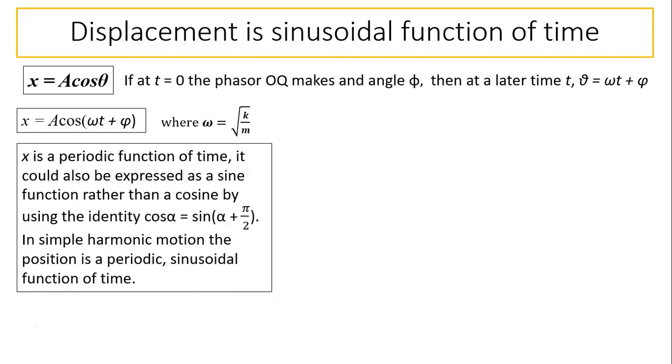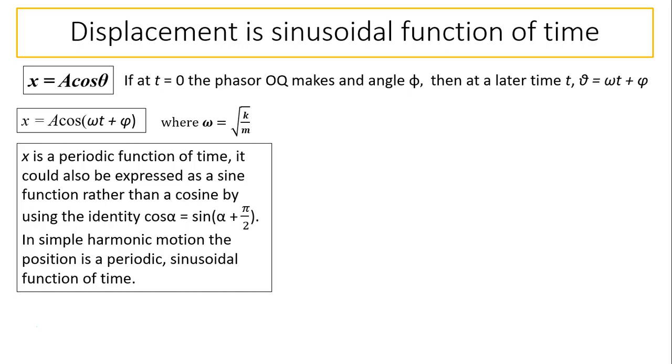Displacement is a sinusoidal function of time. So x equals A times cosine theta, as we learned in the last lesson. If at t equals 0 the phase of OQ makes an angle phi, then at a later time t, theta becomes omega t plus phi. So x in general equals A times cosine of omega t plus phi, where omega equals the square root of k over m. In this equation, x is a periodic function of time.